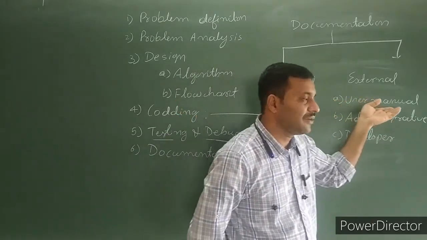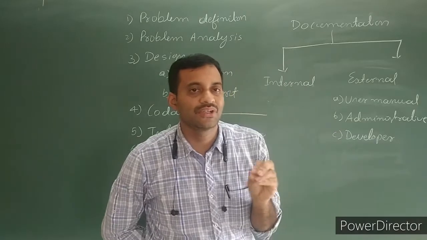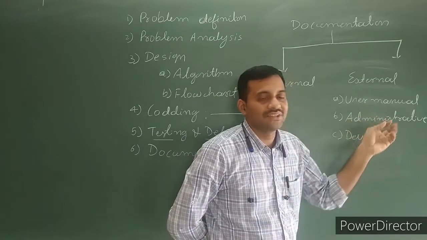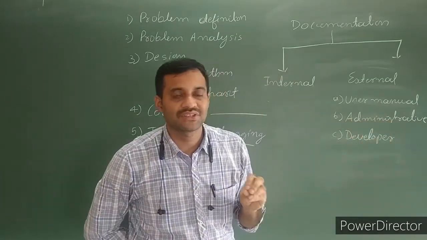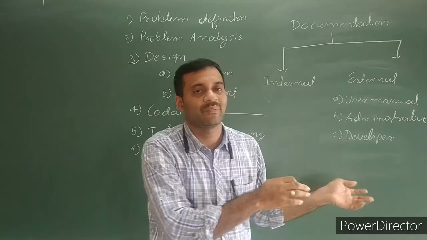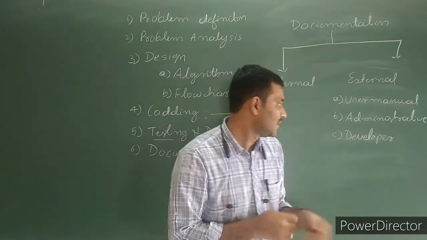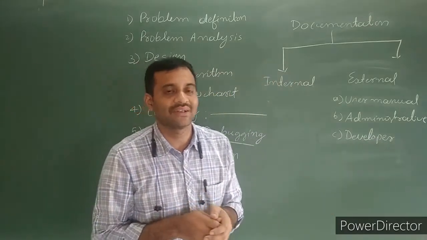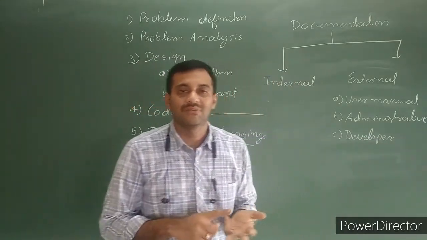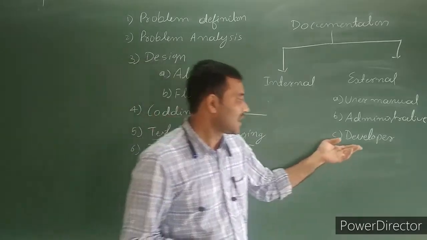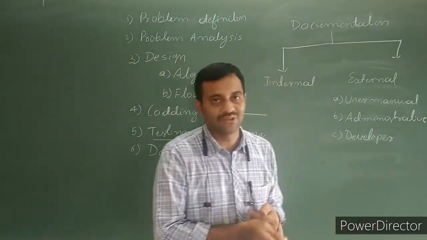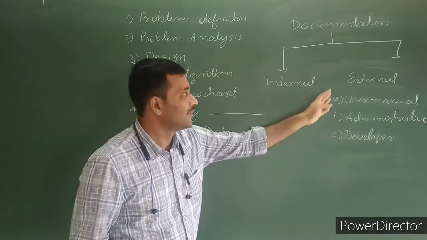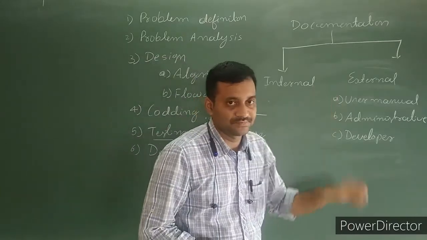The user manual has the user instructions on how to use the program. The administrative manual has the instructions on how to maintain the program. But the developer manual has the overall structure of the program. That is, it has the algorithm, the flowcharts, and instructions on how to develop the program. These are the three types of external documentation.